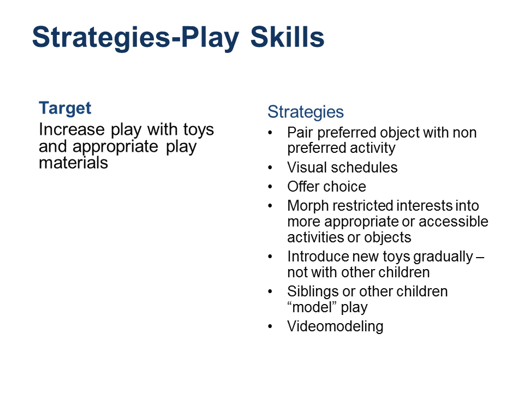When we're doing these strategies, we'll increase the appropriate play. We might bring in siblings or other children to model, and there's some video modeling of actually play sets like the pirate ships and the doll houses and such, and how do you play those games, actually show some of those games. I often pair a preferred object with a non-preferred, such as snack time while we're also doing a puzzle, which maybe in the beginning was going to be less desirable. Offering choices, morphing, or as I said before, moving over some of those restricted interests into more appropriate or accessible things. Introducing things gradually, and in the beginning introduce the toys gradually, not with other children.